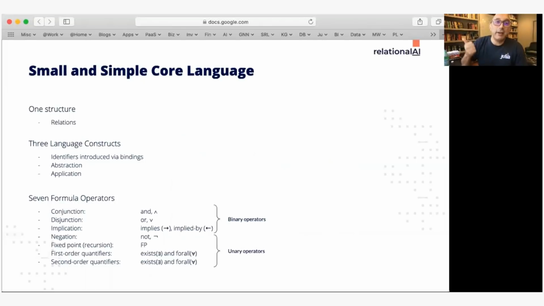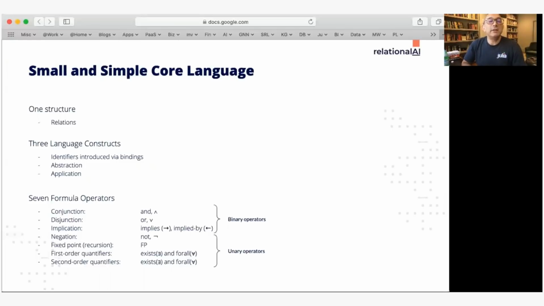Identifiers, so how you name things, name variables and name relations, introduced via bindings. The second is abstraction, so anonymous relations, or the equivalent of a lambda in functional programming. And the third is application, which is like function application in a functional language.